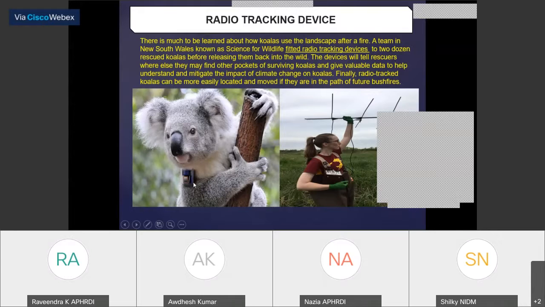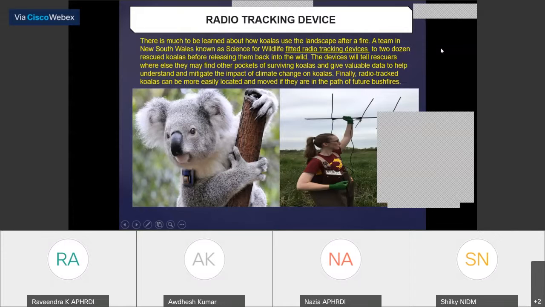And the beautiful thing associated with this radio tracking device was that the koala will go into its own population, and when it goes with its companions, in its own herd, then we also get information about other members of a common species, where they are hiding to save themselves from the fire. So we can also provide assistance to them. So this was the use of the radio tracking device.